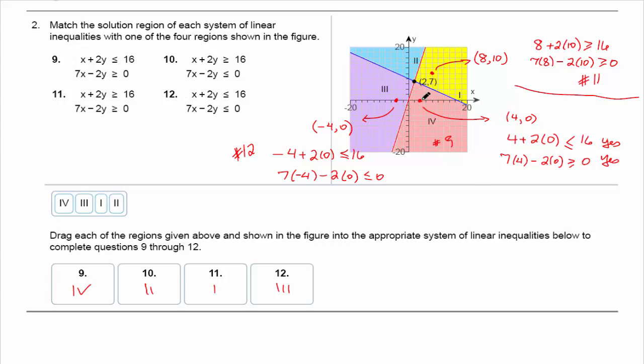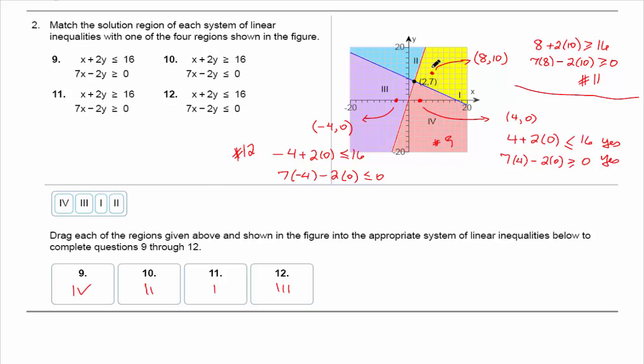So I picked a test value, just like we did in the first problem. So I picked (4, 0), and I plugged it in. I plugged it in because y equals 0 makes things easy to calculate. So I have a 4, and 4 is less than or equal to 16. 7 times 4 is 28, and that is greater than or equal to 0. So where do I have less than on the first and greater than? Less than, greater than, that's number 9.